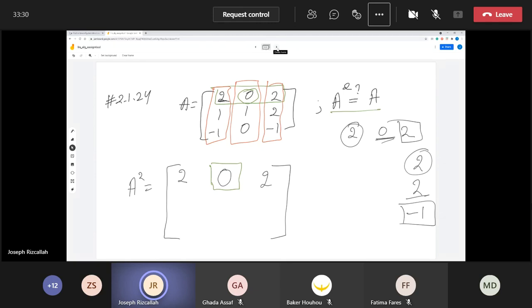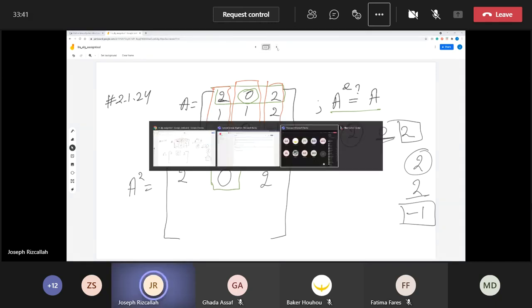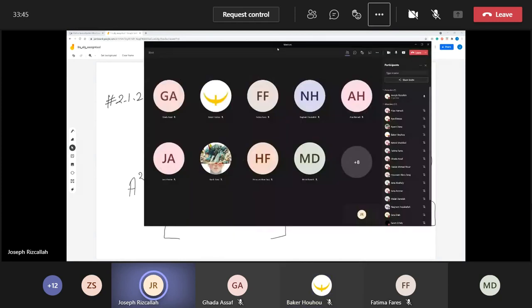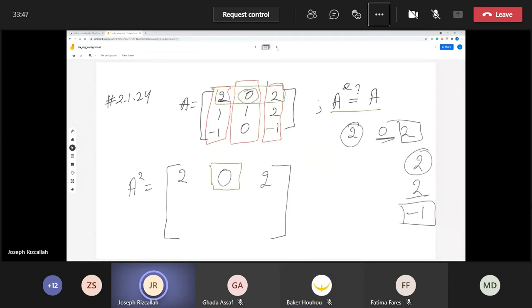Okay, any questions? Do you have any questions about the top row? No questions, good. Okay, so now let's move on to the next row, the second row, and we can do it in exactly the same way.